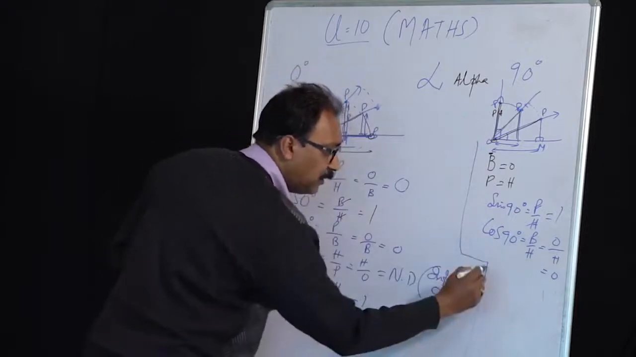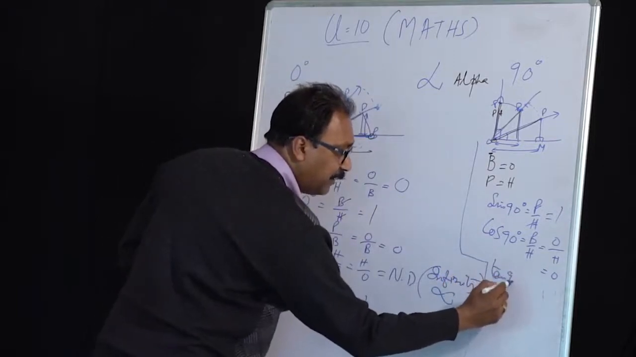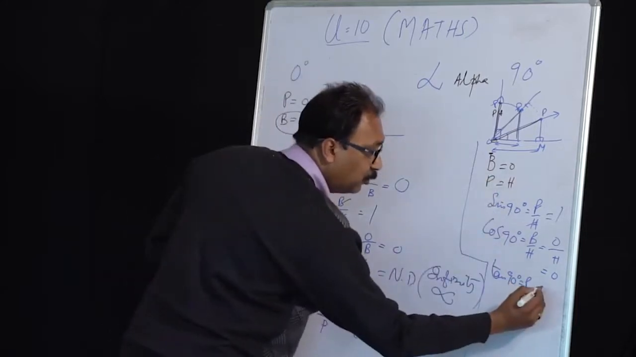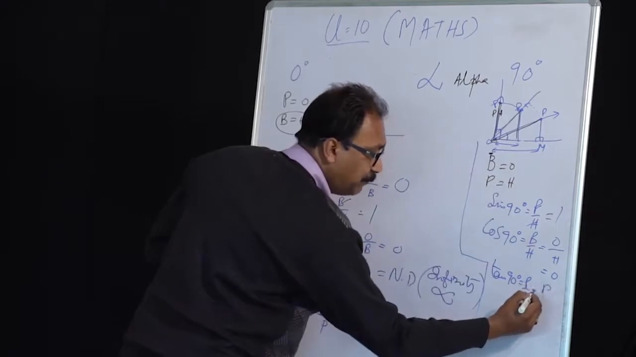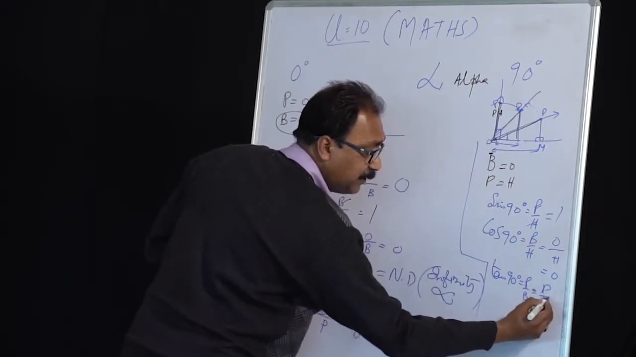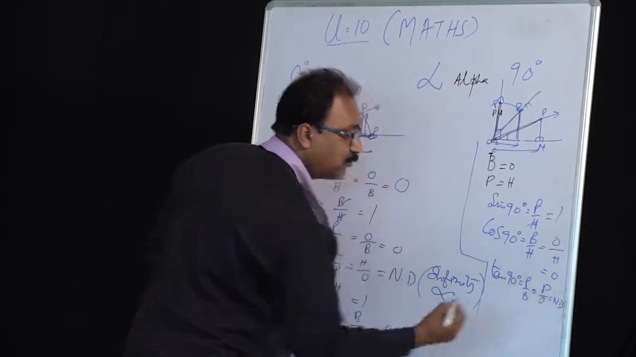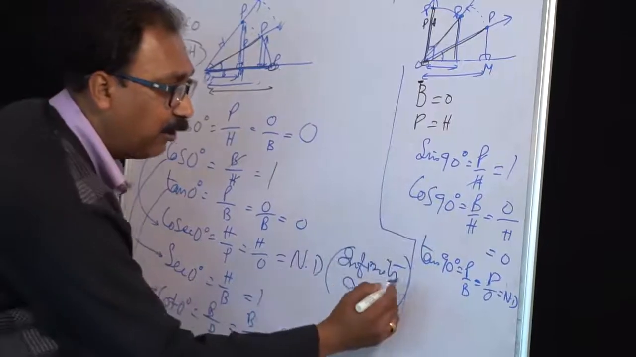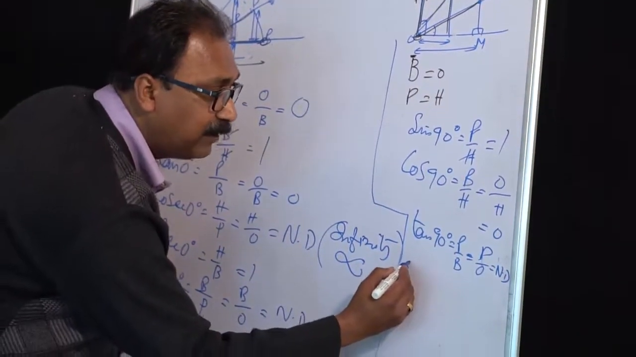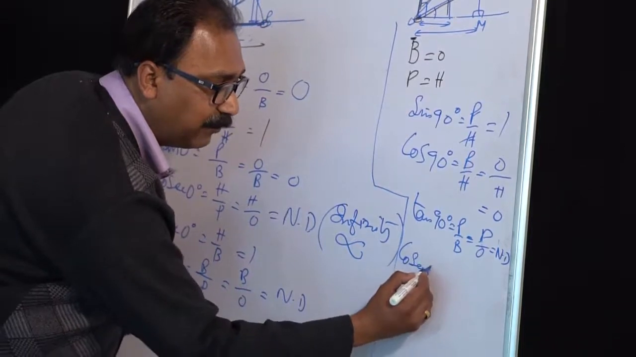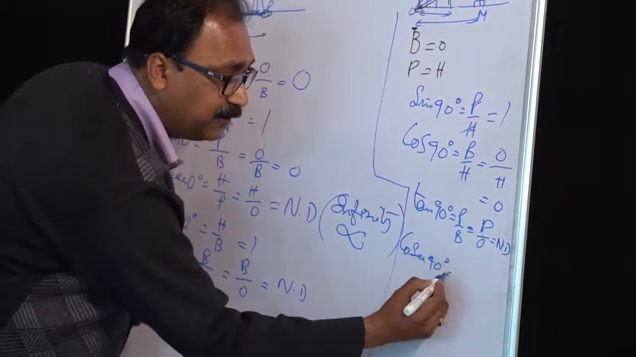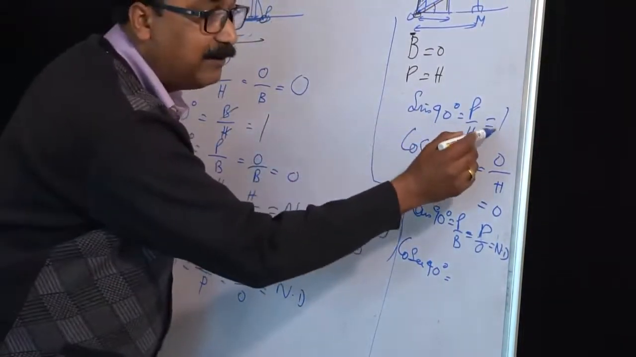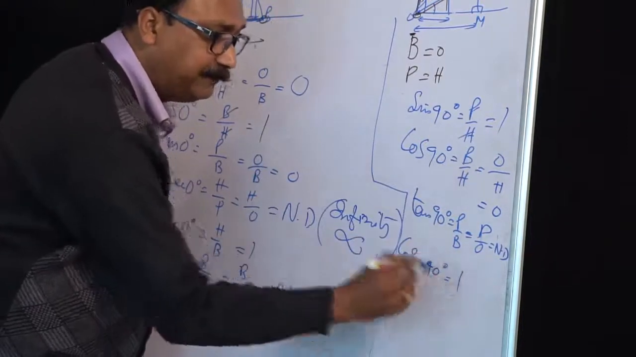Then tan 90. What is tan 90 degree? It is perpendicular by base. Base is 0. So just keep P, and base is 0, and anything by 0 is not defined. So that is also infinite. Clear? And the others are reciprocals. You can manage without the formula also because you already know the reciprocals. So it is cosec 90 degree. Now come on, you already know reciprocals, so you can find it easily. Cosec 90 is the reciprocal of sin 90. What is sin 90? 1. The denominator is 1. 1 by 1 is also 1.